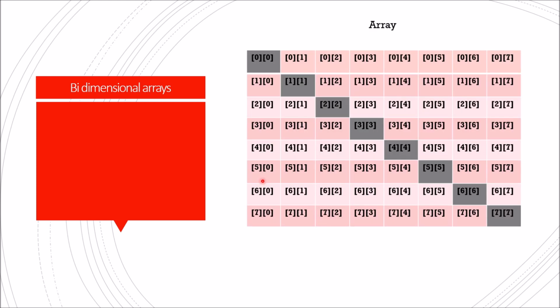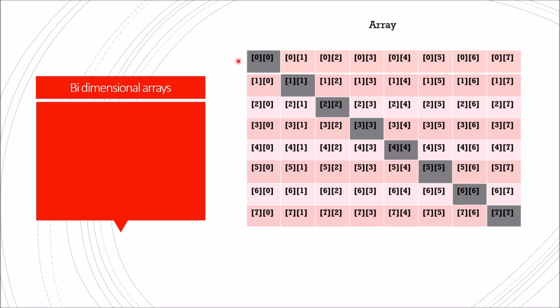Okay, now let's review the bidimensional arrays. We previously saw arrays that had just one row, okay? One position after another in just one direction, basically horizontally, okay? Now we have vertically and horizontally, just like in a table.